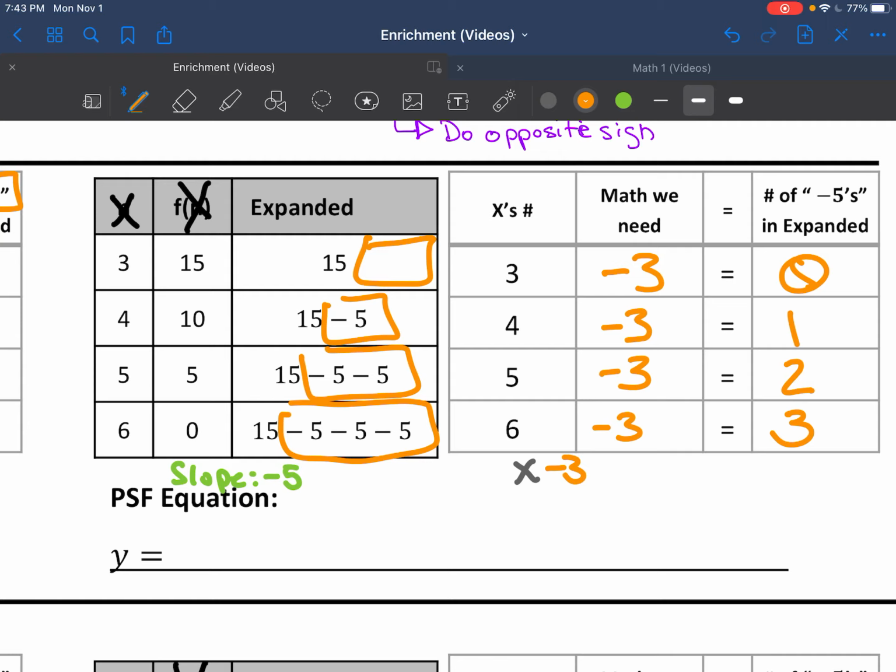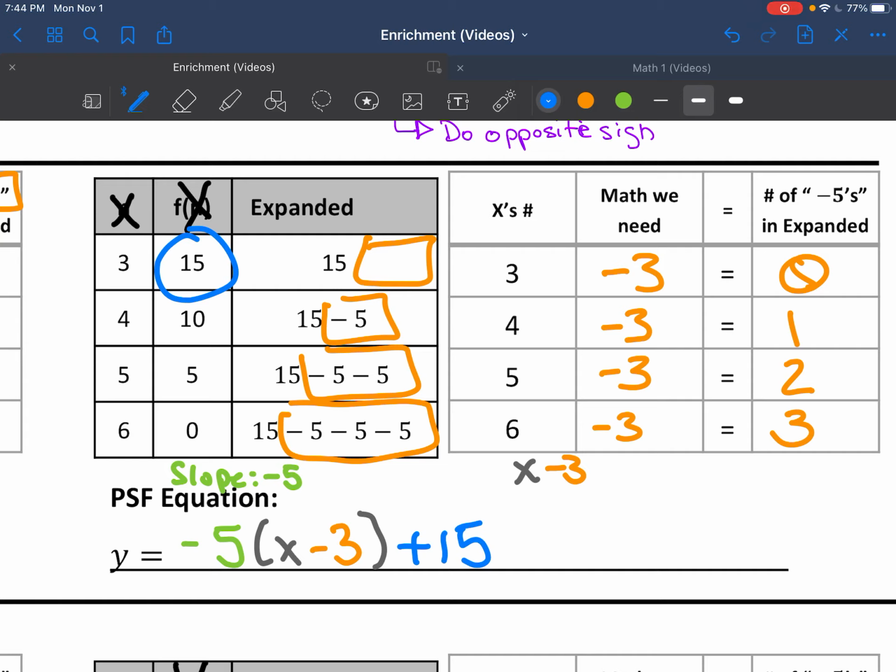So when we write out our equation, we're going to have negative 5 parentheses x minus 3, close the parentheses, and then we started with a positive 15, so we write plus 15.